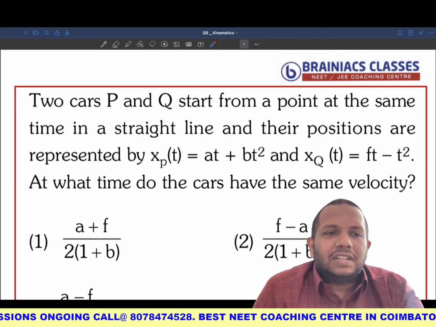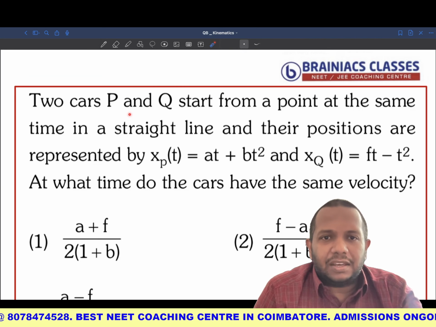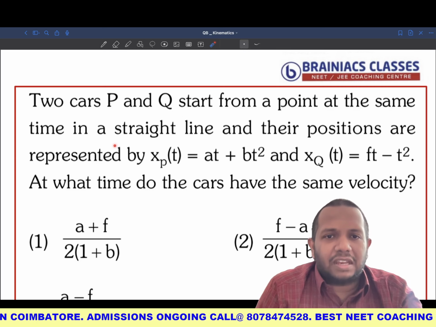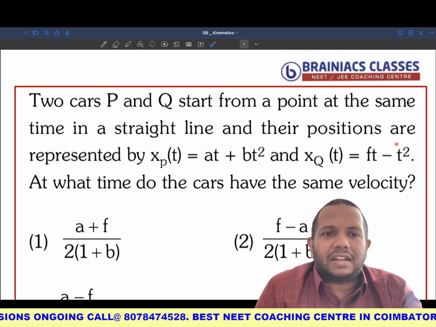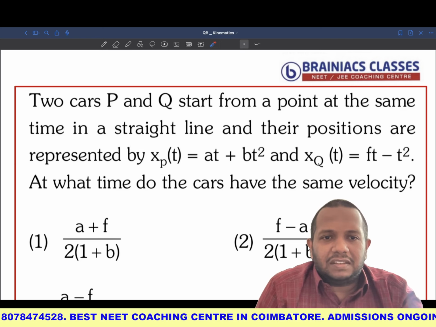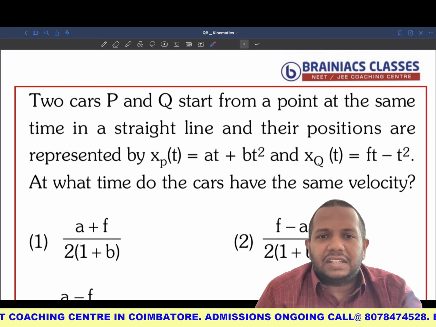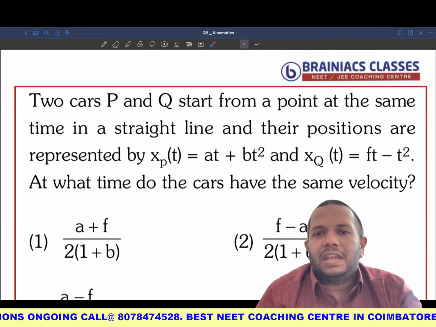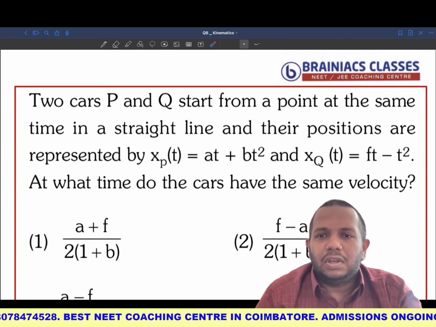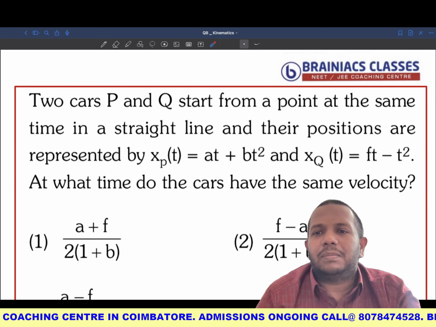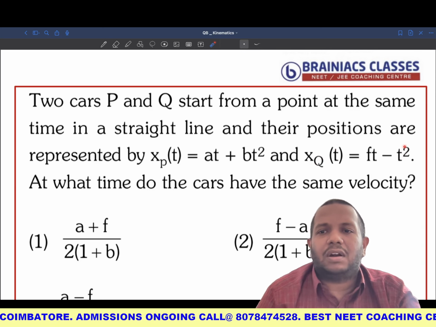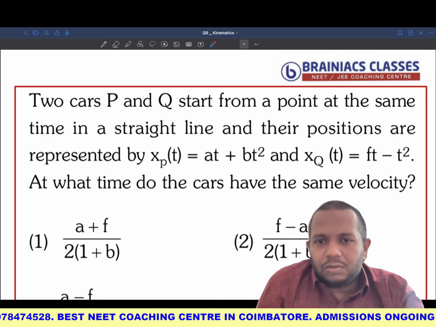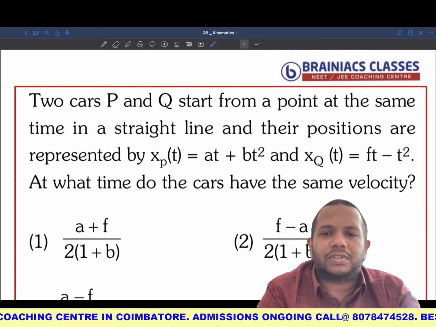Okay. The question given here is: two cars P and Q start from a point at the same time, in a straight line, and their positions are represented by xp, that is the position vector for that particular car, that is at plus bt square. So it is given as a function of time here. And for the second car, that is Q, its position with respect to time is given by ft minus t square. Okay, at what time do the cars have the same velocity? So this is the question, and they have given you four options as well.